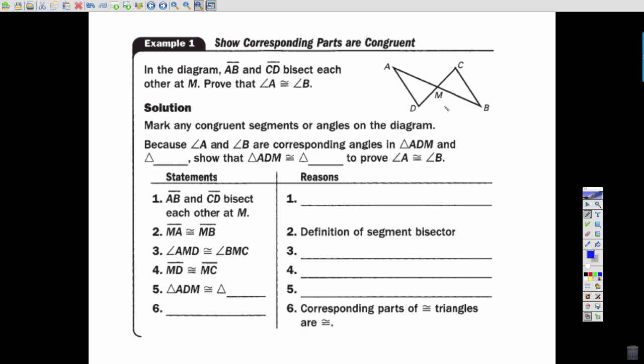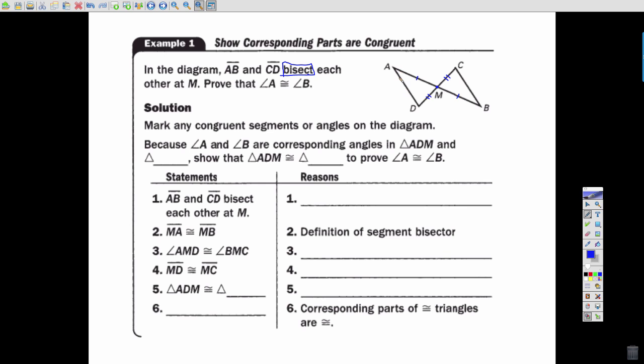Let's take a look at this. In this diagram, AB and CD bisect each other at M. That's a very intelligent way of saying M is the midpoint for AB as well as CD. Bisect, remember, I think it's chapter 2. It means to cut something in two halves, two identical halves. So AM and BM are congruent, CM and DM are congruent.